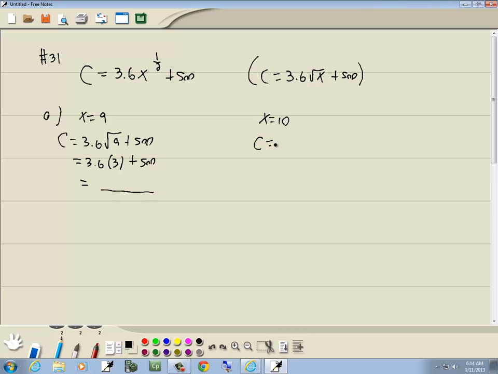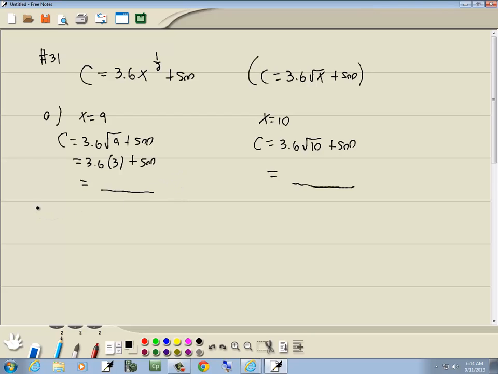Now here, we got 3.6 times the square root of 10 plus 500. And just plug that in your calculator and see whatever that gives you. Now that's part A. It says find additional cost. Once we get this and this, you subtract the two. So you do this one minus this one.